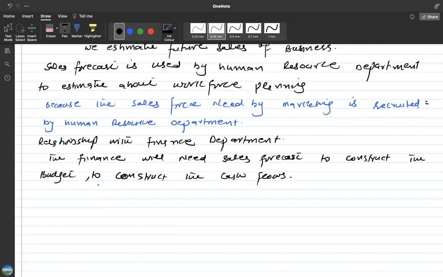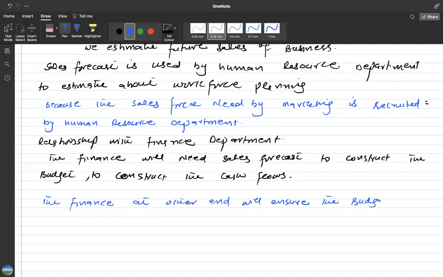The marketing is also dependent on the finance because the finance will ensure all the necessary capital is available for the marketing budgets, promotional expenditures. The promotional and marketing budgets.